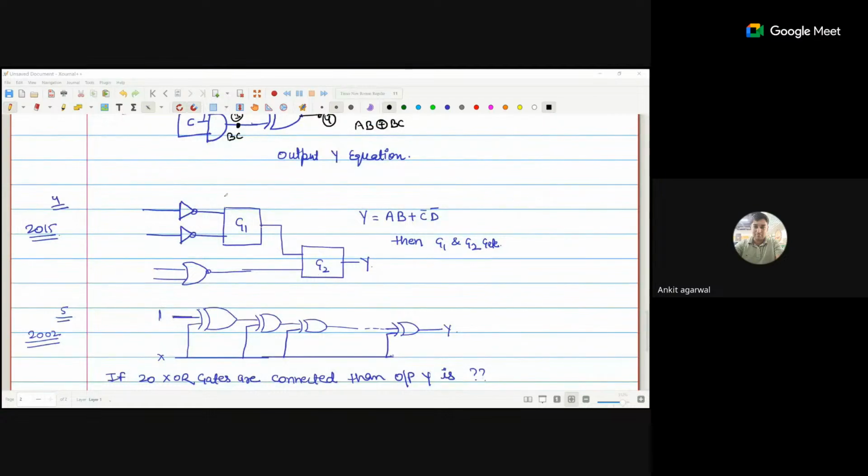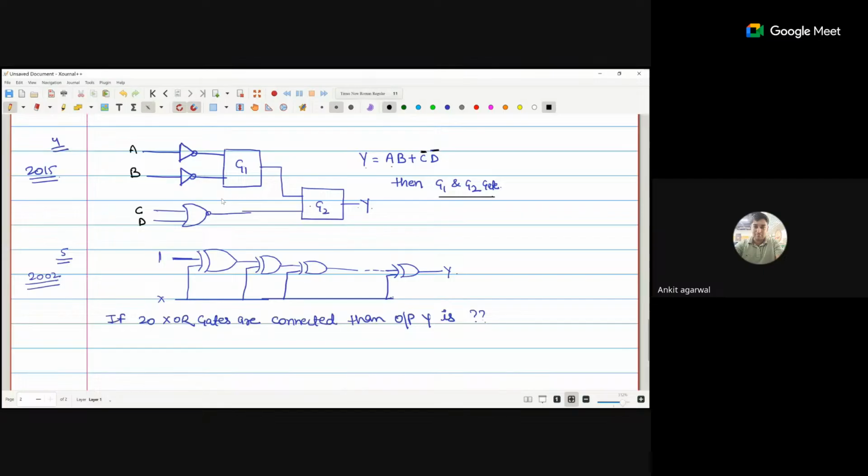Okay. The question number fourth is this one, with inputs A B C D. The final output is Y equal to AB plus C bar D bar. G1 and G2 are two gates, so you have to find out the G1 and G2 gates.